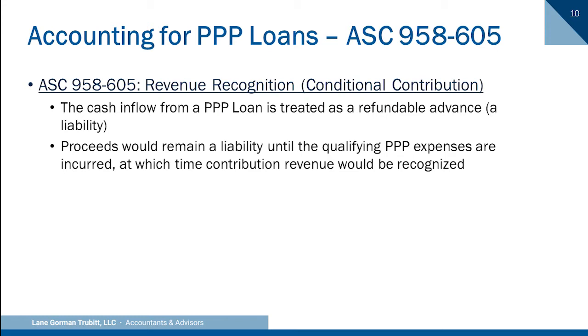In cases where conditions are met over time or in stages, contribution revenue should be recognized as qualifying expenses are incurred. Under this model, the proceeds from a PPP loan would initially be recognized as a refundable advance on the balance sheet, a liability, until the conditions for forgiveness are waived or substantially met. The not-for-profit organization would subsequently recognize contribution revenue as it incurs qualifying PPP expenses, assuming all other conditions are substantially waived or met.